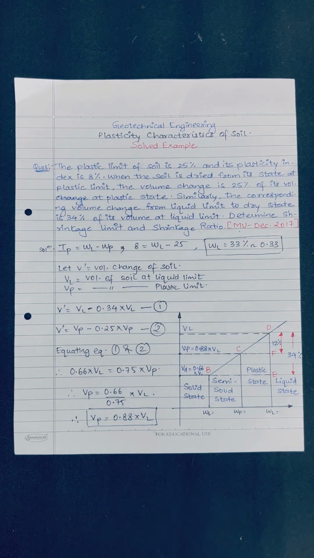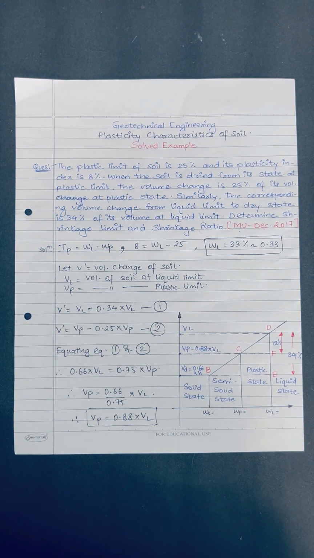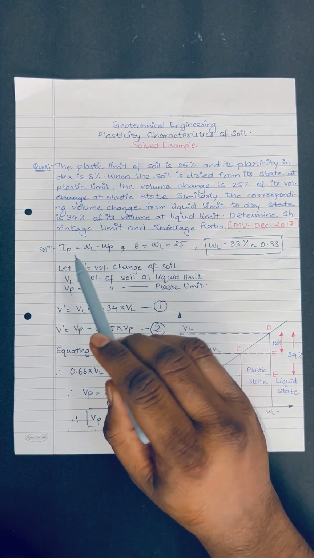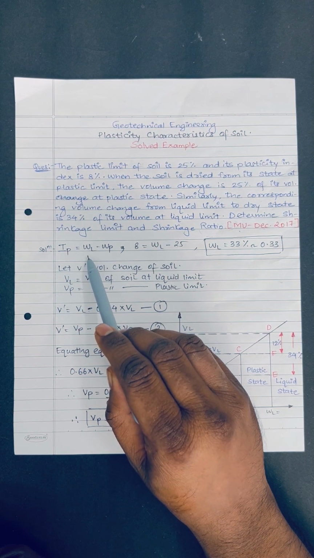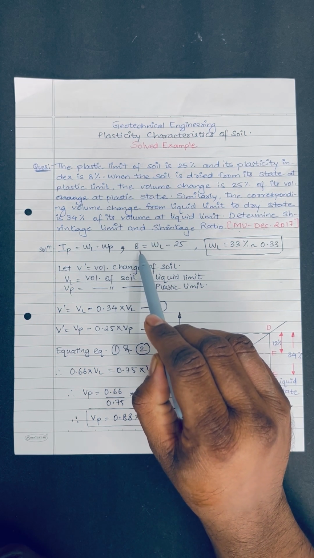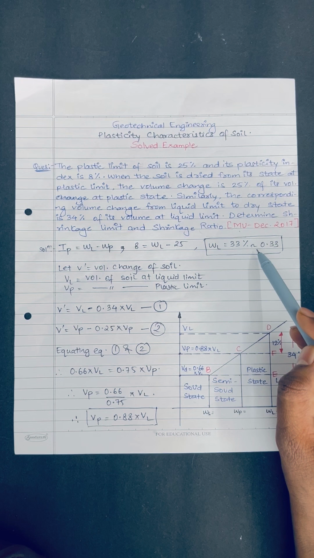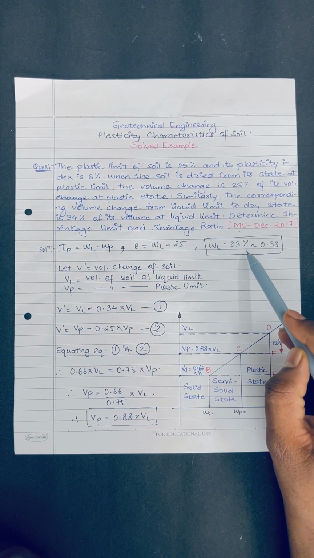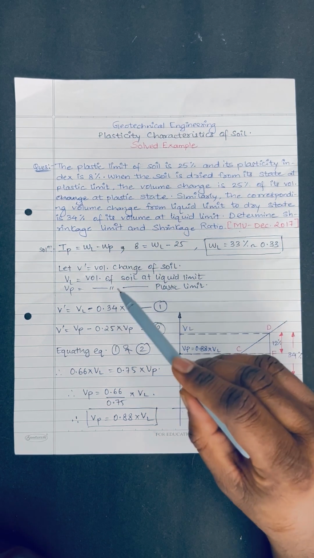Now first, for finding the solution for this question, I have to find out the value of liquid limit. By definition, plasticity index is the difference between liquid limit and plastic limit. I'll substitute the values of plasticity index and plastic limit, and I'll find the value of the liquid limit, that is 33%, or we can say 0.33.